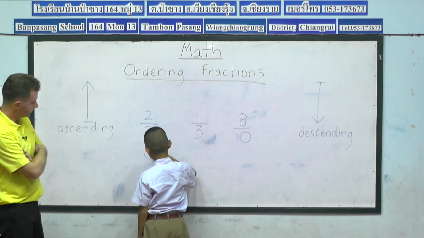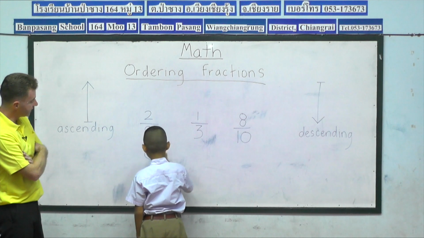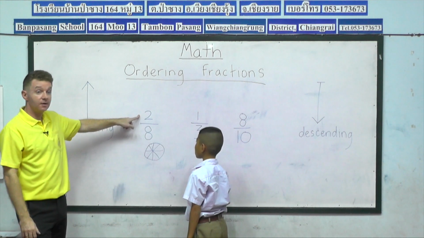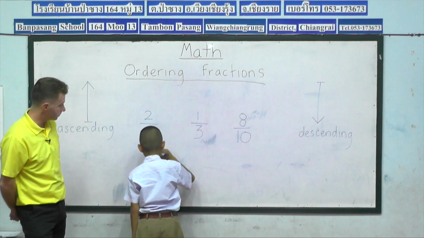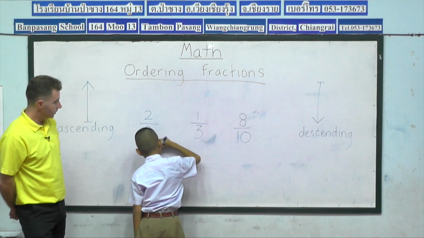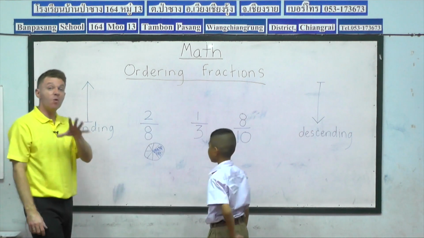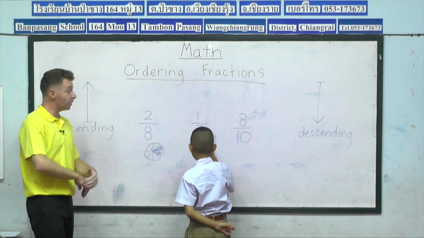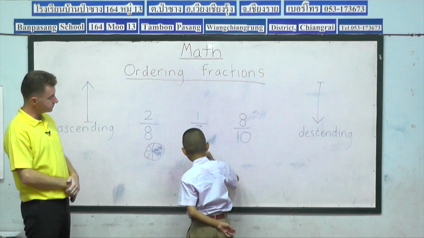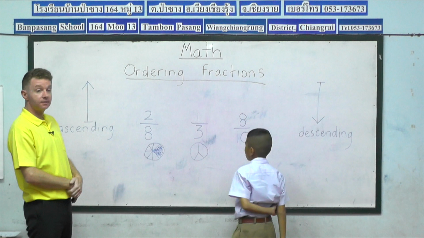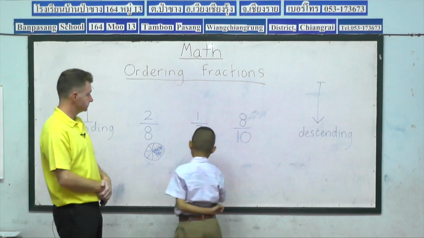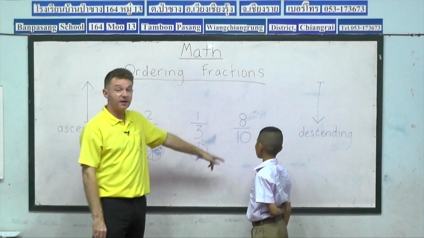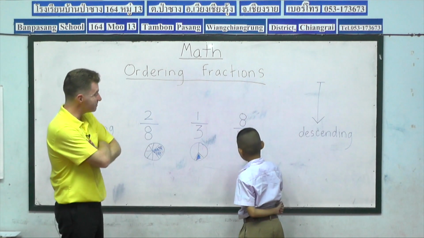So 2, 4, 6, 8. Excellent. Now how many parts in blue? 2. So we need 2 parts in blue. 1, 2. Excellent, Bangpon. Now onto our next circle. How many parts for our next circle? 1/3. So we need 3 parts. And how many parts in blue? 1. Yes. And then finally, our third circle, 8 over 10. So this circle needs 10 parts.